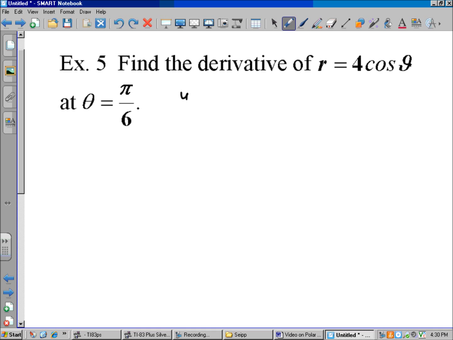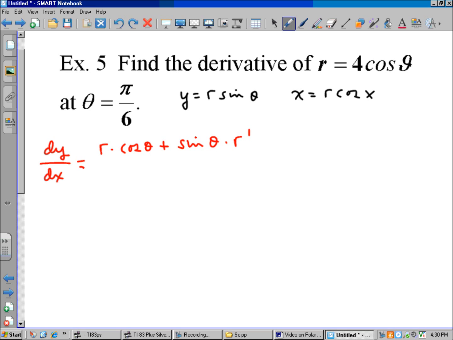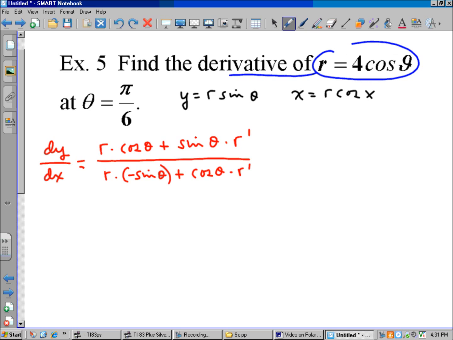Okay, so I've got my conversion formulas. All right, so my dy over dx is going to equal the derivative of the y equation, which is the first, times the derivative of the second, plus the second, times the derivative of the first, over the derivative of the x equation. The first times the derivative of the second, plus the second times the derivative of the first. Okay, and then we're going to substitute.